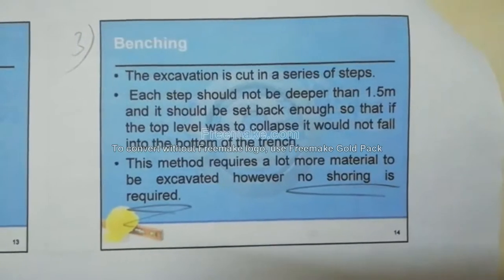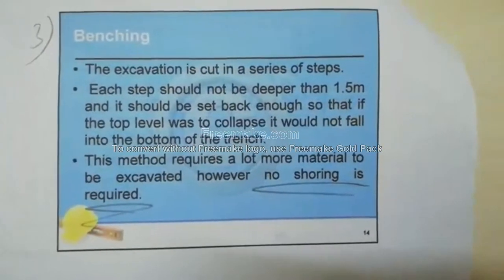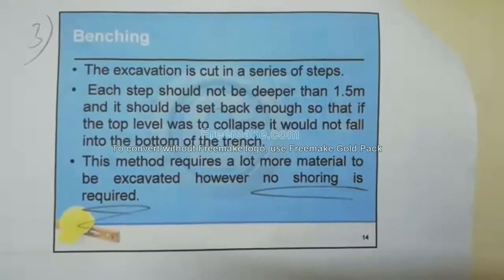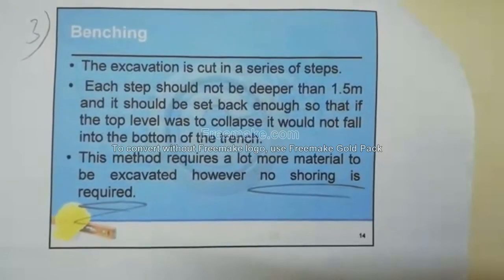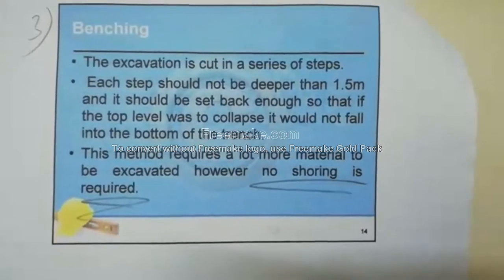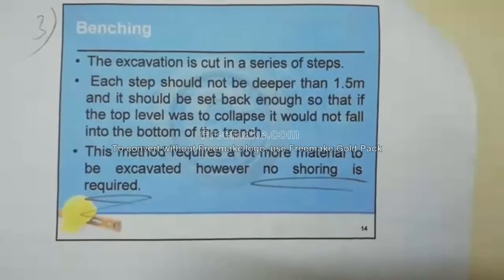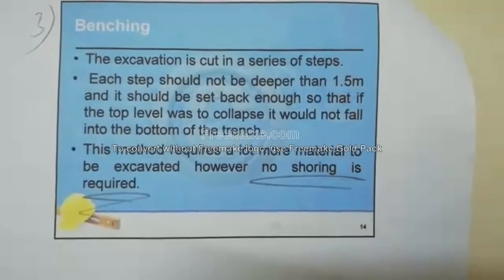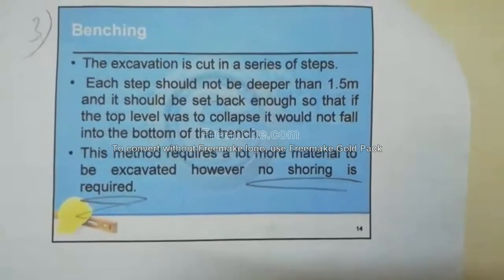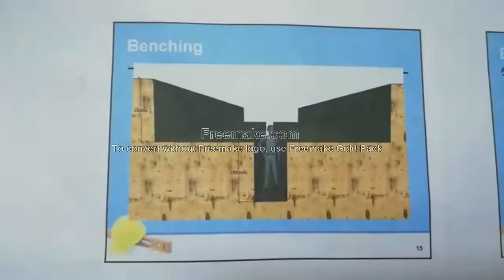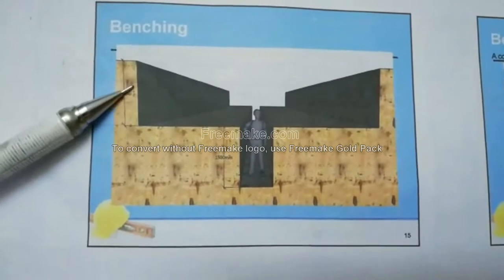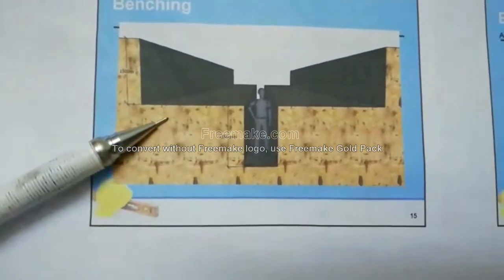Next is benching trench. The excavation is cut in a series of steps. Each step should not be deeper than 1.5 meters and it should be set back enough so that if the top level was to collapse, it will not fall into the bottom of the trench. This method requires a lot more material to be excavated, however, no shoring is required. This is the benching trench diagram. So these are the steps and this is the setback.